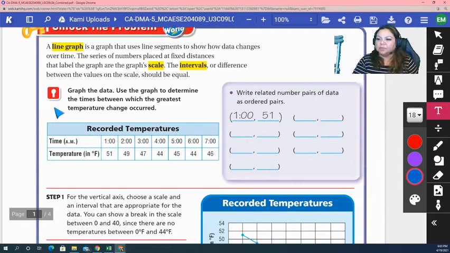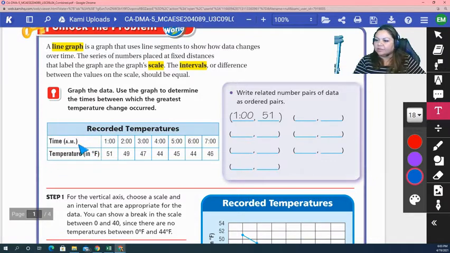So we'll be looking at that in a minute. Let's look at this point first. Here it says, graph the data. Use the graph to determine the times between which the greatest temperature change occurred. So what we have to do here, or our first step, let's read our table. So the table helps us organize information. So here it says recorded temperatures.